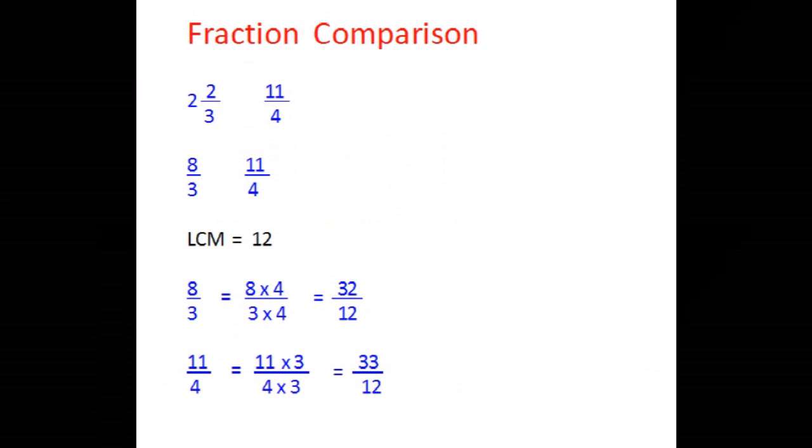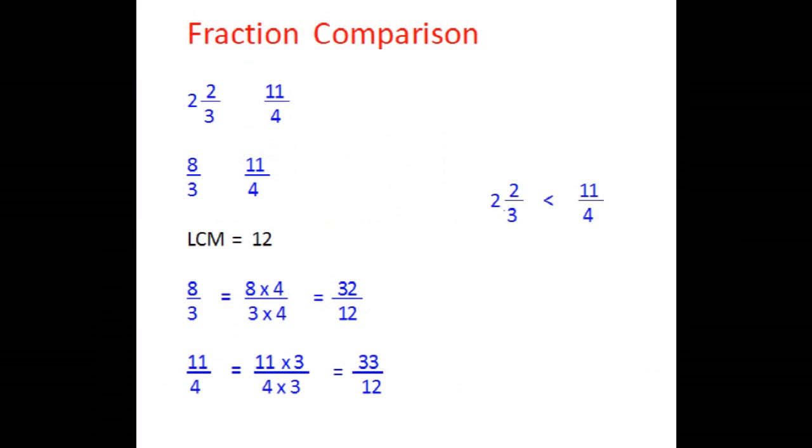Let's look at the other one, 11 over 4. Now we multiply the denominator by 3 because we want the denominator to be 12, so we also need to multiply the numerator by 3. So 11 3's are 33, 4 3's are 12. The equivalent fraction is 33 over 12. Now when you compare these two, you know that 33 over 12 is greater than 32 over 12. That means 11 over 4 is greater than 8 over 3.